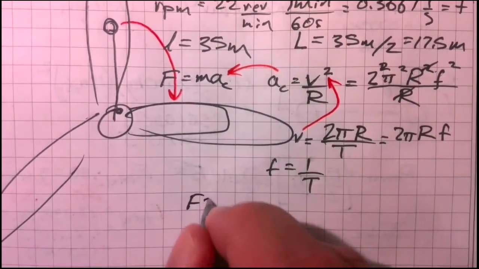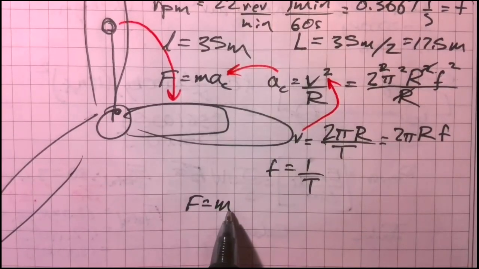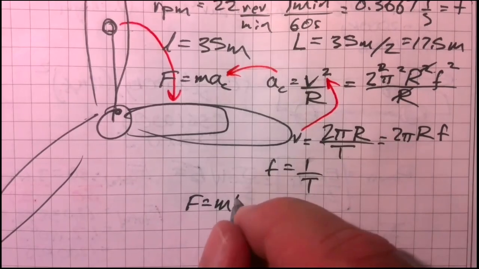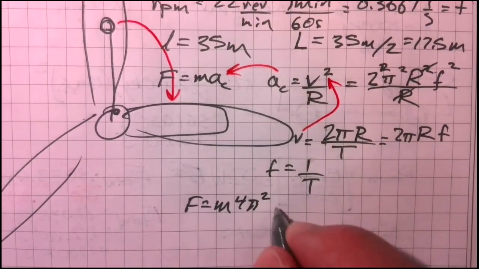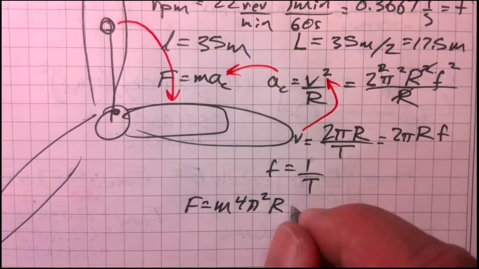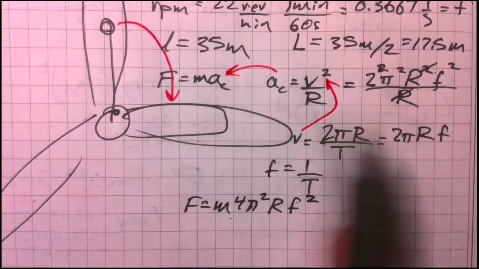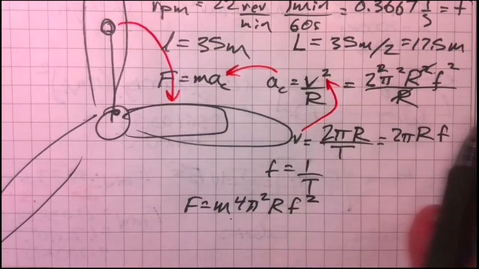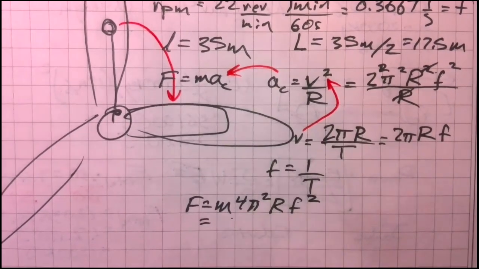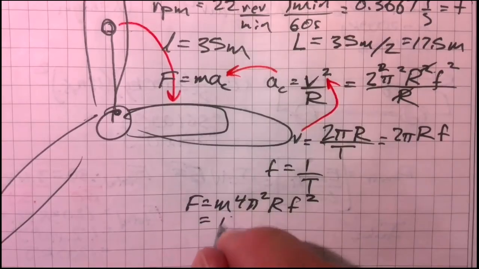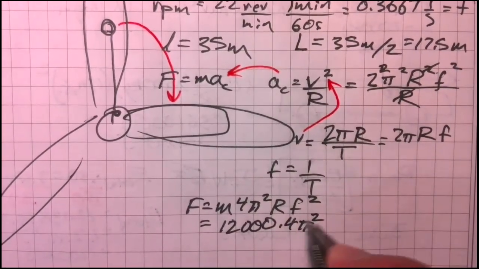Our force is going to equal the mass of the blade times the acceleration. So we'll have 4 pi squared, then an r up here and our frequency squared. Let me make sure I'm not forgetting anything, because this is usually the part where I forget to write something. Okay, this looks like our whole formula. Now we're just going to plug in the numbers. We're going to have 12,000 times 4 pi squared times r.